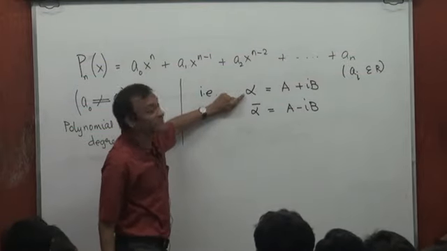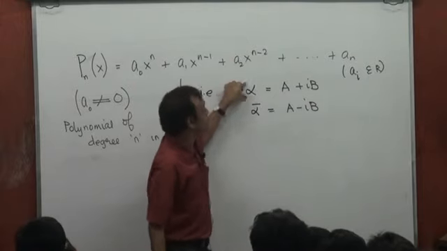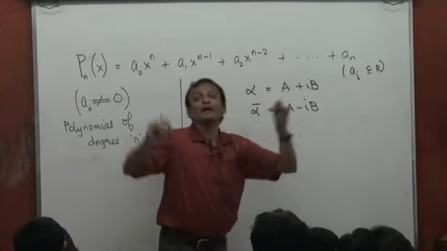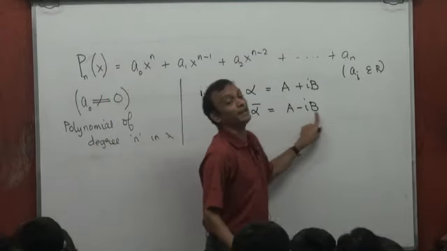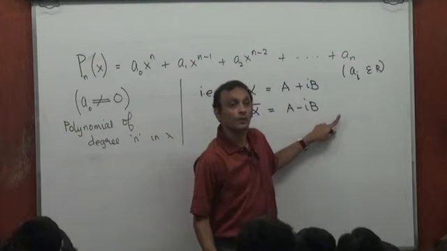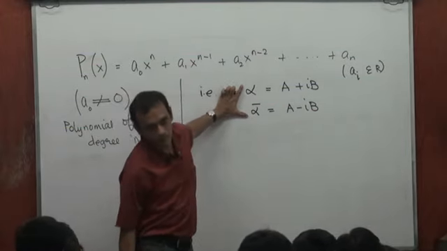A polynomial of degree n in x with real coefficients, if found to have a root a plus ib, then you can be guaranteed that it will have another complex root, which would be a minus ib. Right? So complex roots will always occur in pairs.